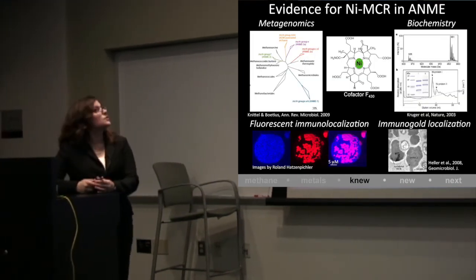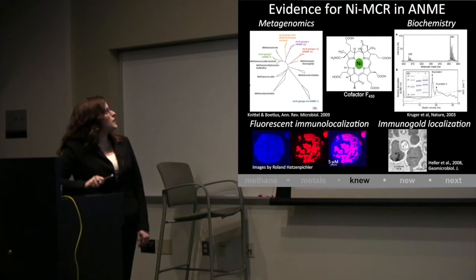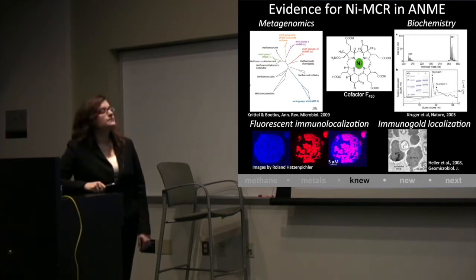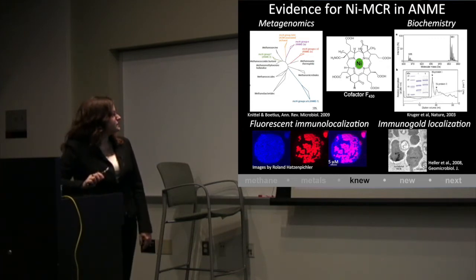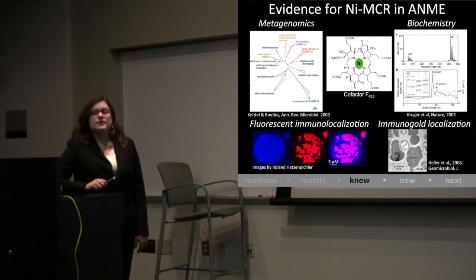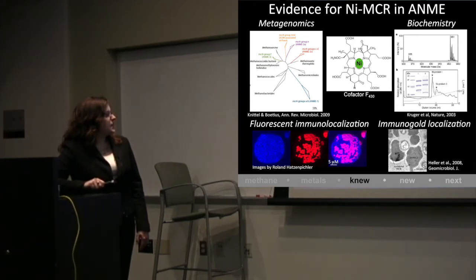So there is abundant evidence for use of Ni-MCR by ANME archaea. This comes in the form of metagenomics. Here is a phylogeny of MCRA genes from metagenomes from methane seep ecosystems from all around the world. And also, we can see that this gene is actually expressed in these aggregates shown here. This is fluorescent immunolocalization of the MCR protein, in archaea, lighting up here. These are the sulfate-reducing bacteria that are not lighting up. This has also been shown with immunogold localization by other groups.